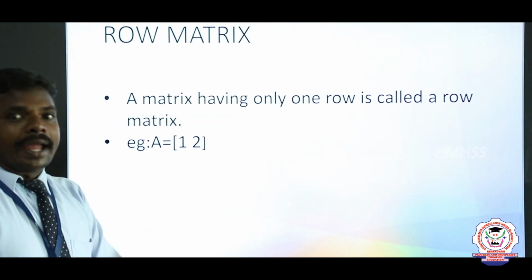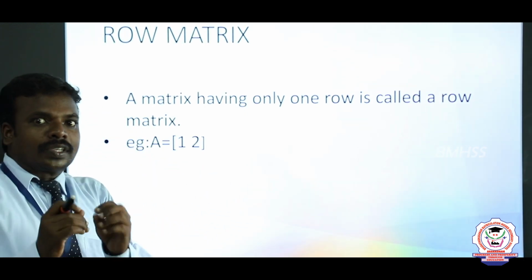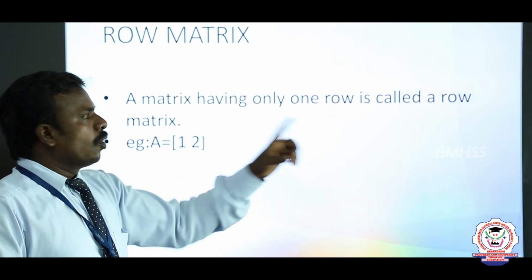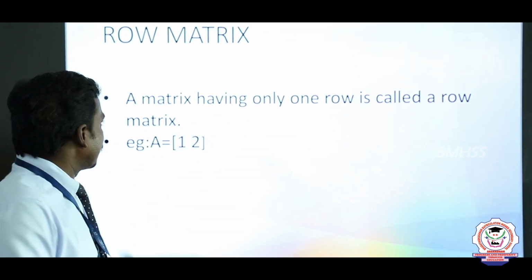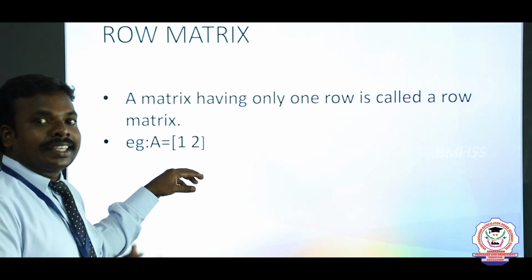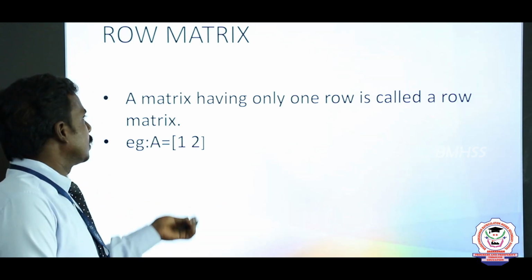Row matrix. A matrix having only one row is called a row matrix. You can see here, for example, matrix A has two elements arranged in a horizontal line, that is called a row matrix.